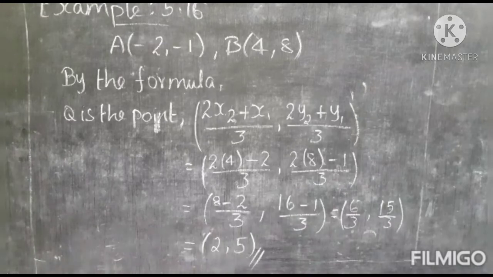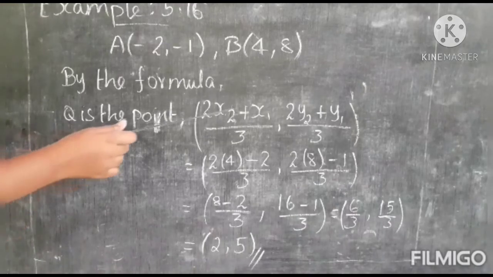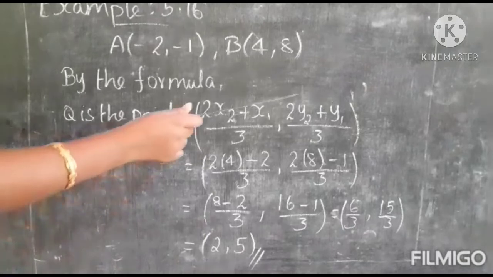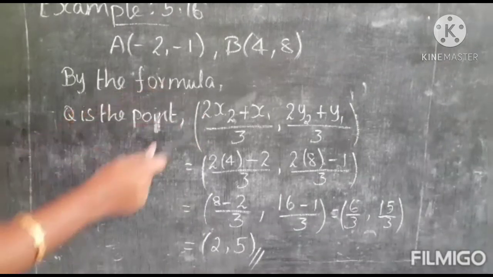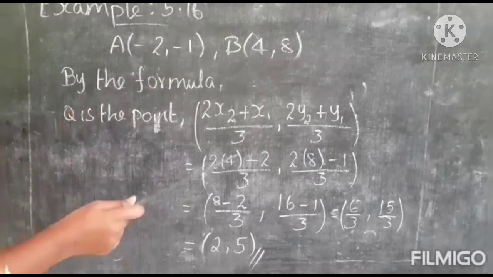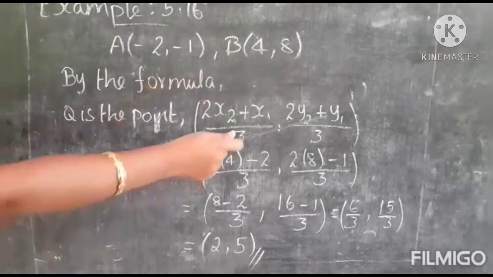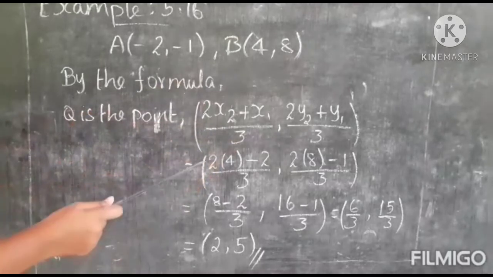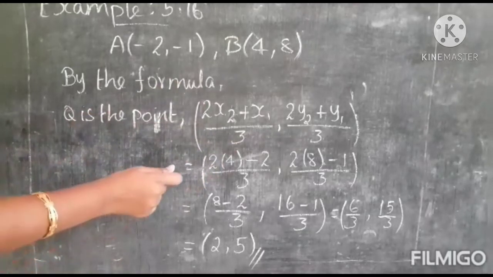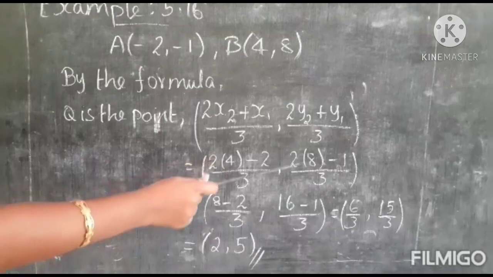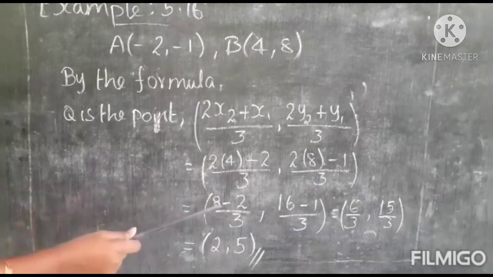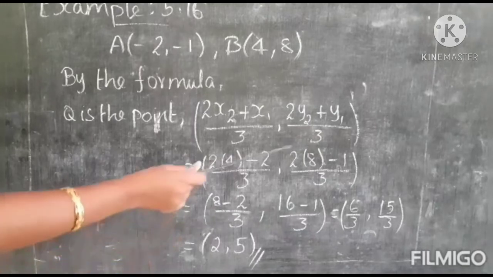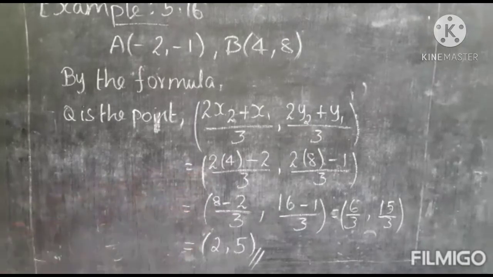Q is the point, the formula is (2x2 plus x1)/3, comma (2y2 plus y1)/3. Here x2 is 4, x1 is minus 2, y2 is 8 and y1 is minus 1. So it equals (2 into 4 minus 2)/3, comma (2 into 8 minus 1)/3. 2 fours are 8, 8 minus 2 by 3, comma 2 eights are 16, 16 minus 1 by 3.